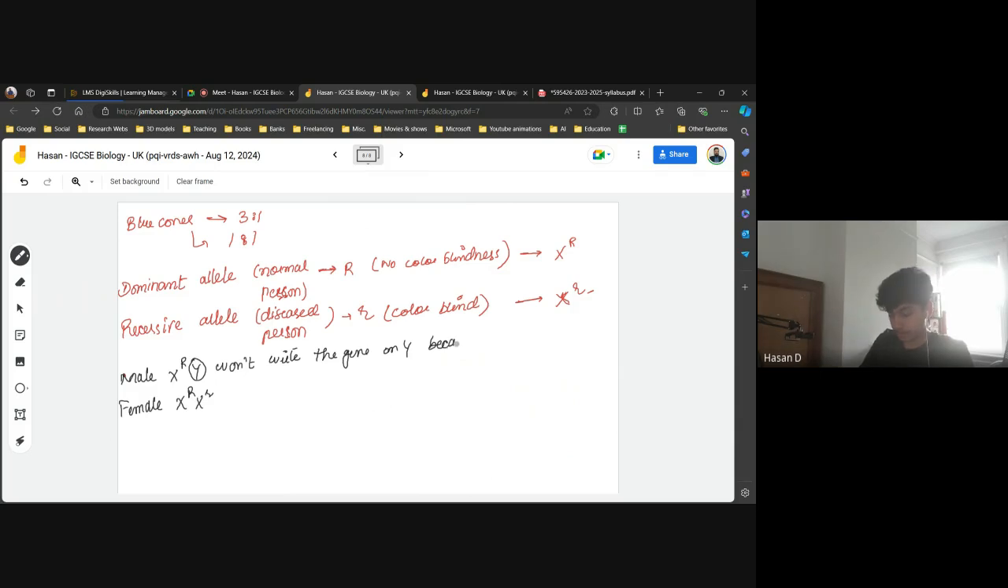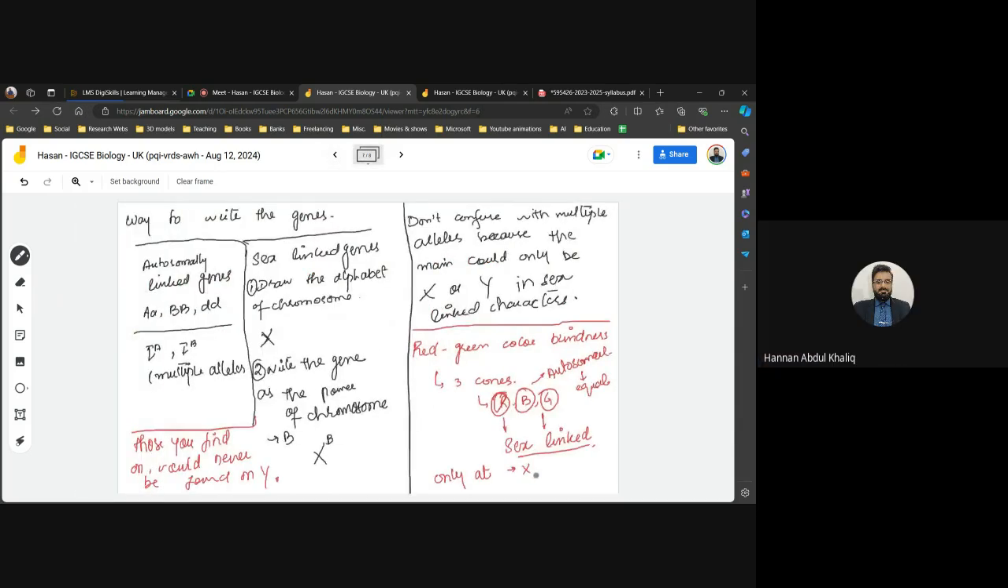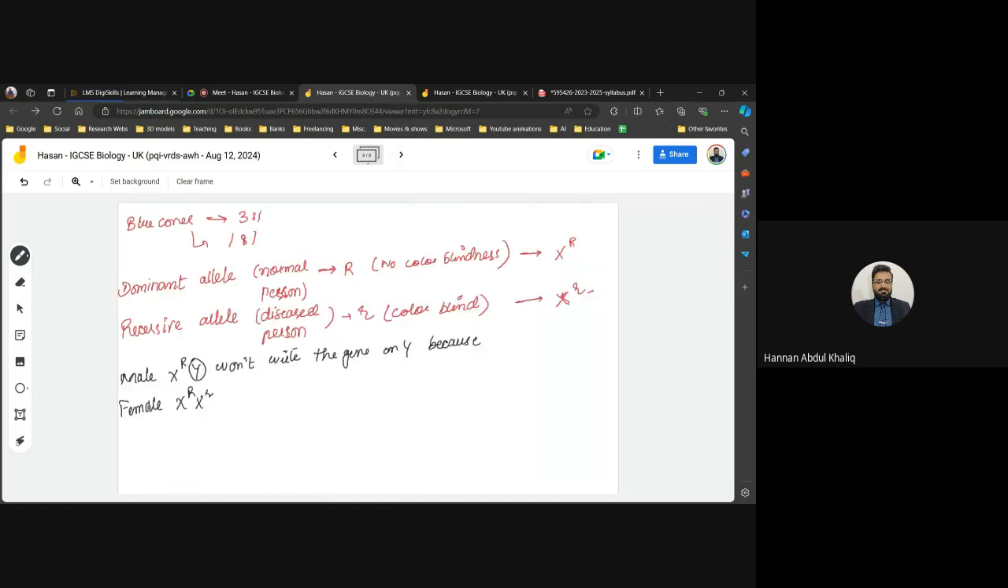I said that if you find a gene on X, then it is never going to be present on Y. It means that it is present on the sex chromosome, but in the sex chromosome it is present on X, not on Y. So you would write it XRY. Why? We won't write the gene on Y because the R is only X linked. Obviously, it is sex linked, but in sex linkage, it is present only on X, not on Y. You got this point?